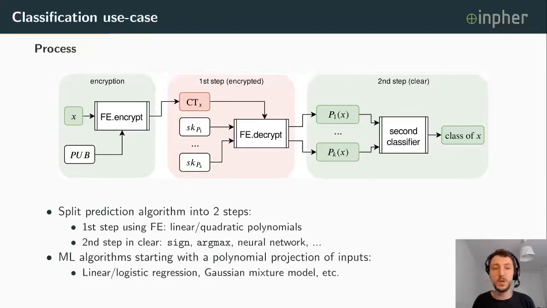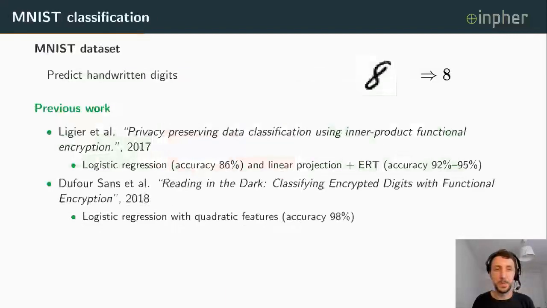There are several machine learning algorithms in the literature which can be employed in this use case, because all of them start with the polynomial projection of inputs. We can give as example the linear logistic regression, the Gaussian mixture model, amongst others. So, let me give you an example about how to apply this classification use case to the MNIST dataset. The MNIST dataset is a database of handwritten digits, and the task is to predict the digits from an image. We have an example here.